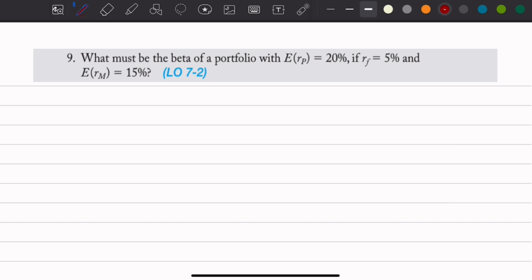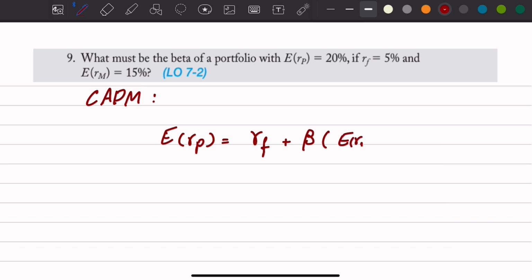Let's first write down the capital asset pricing model and then hopefully things would be a little bit more clear. What does the capital asset pricing model state? CAPM is calculated as follows. The expected return on a portfolio equals the risk-free rate plus beta multiplied by the expected return on the market minus the risk-free rate.